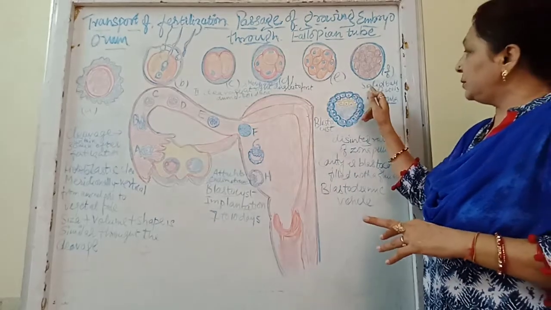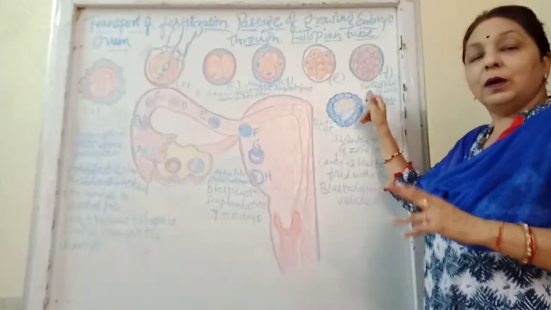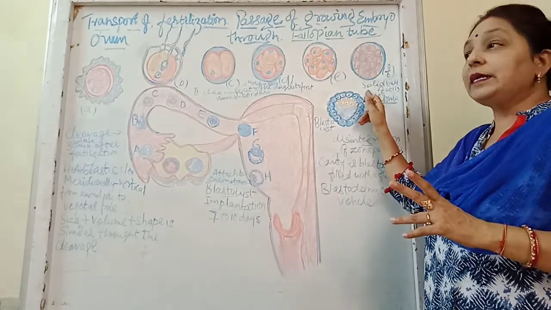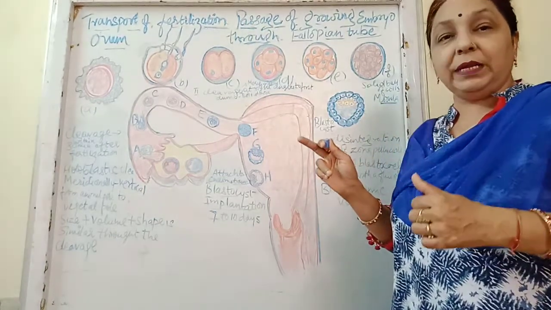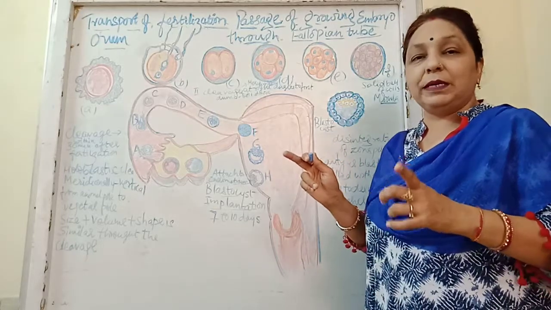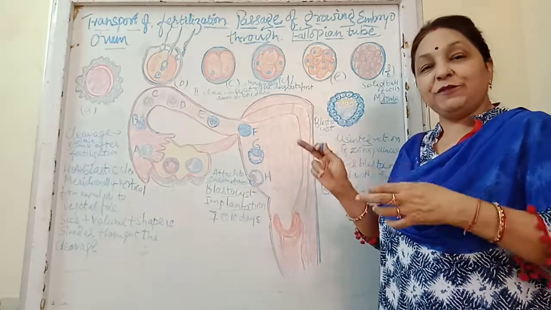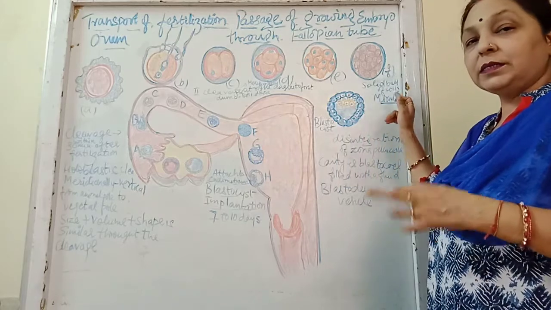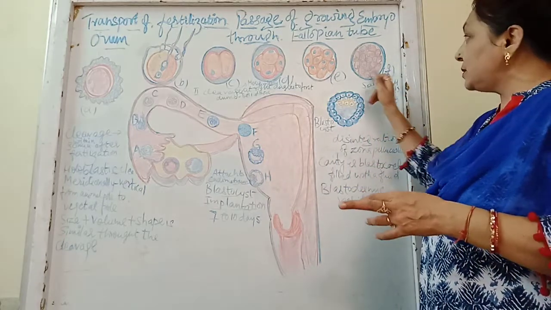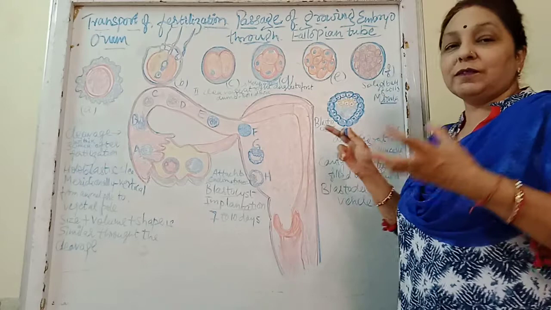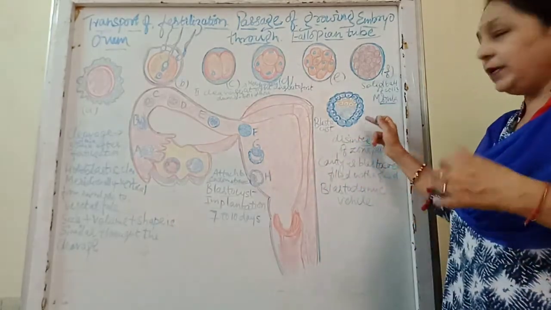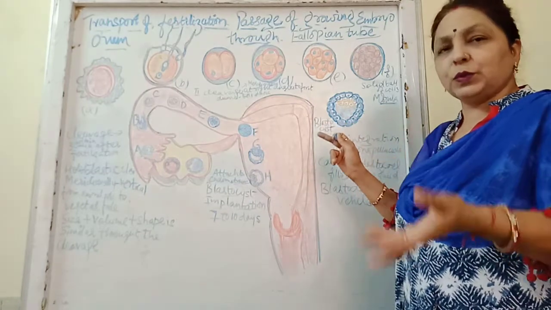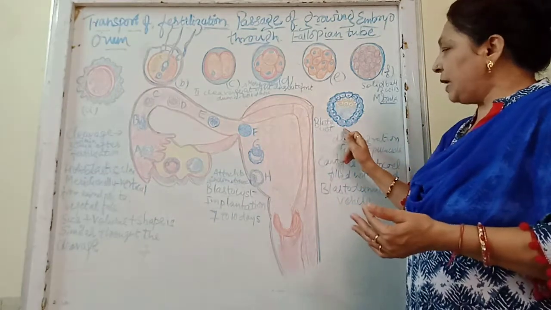So here this solid ball of cells, 16 to 32, is called the morula and looks like a mulberry. The botanical name of mulberry is Morus alba. Therefore, the name of this stage is morula, because at this stage the solid ball of cells looks like a mulberry. This morula soon gets transformed into a blastocyst.